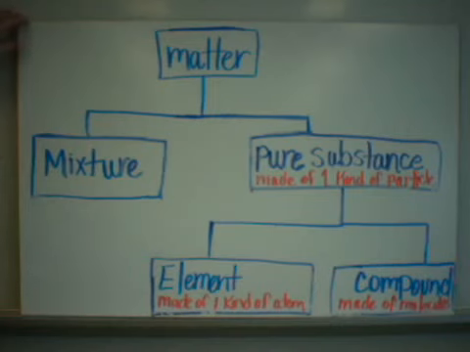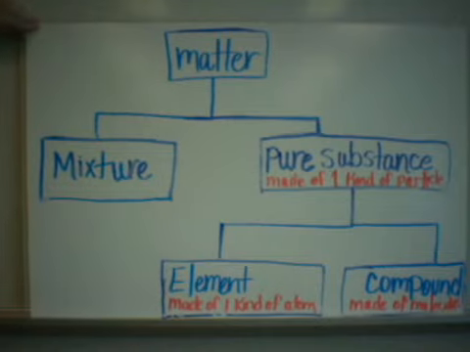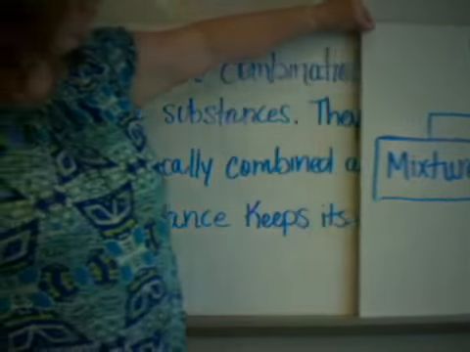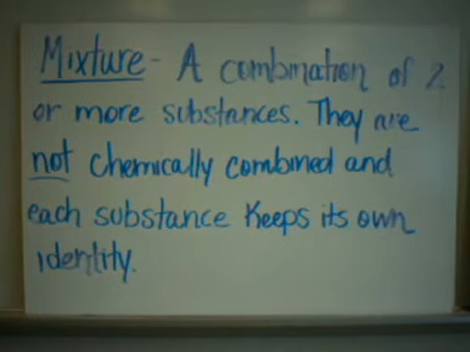So we're going to have this up here, and you can go ahead and fill this in on your flow chart, but let's get some definitions down. Let's start with a mixture. If matter is a mixture, it's going to be a combination of two or more substances. They're not going to be chemically combined, and the substances will keep their own identity. That is what a mixture is. An example of this would be putting sugar in water. You still have water and sugar, and you can get your sugar back. But we'll talk about all of that later.